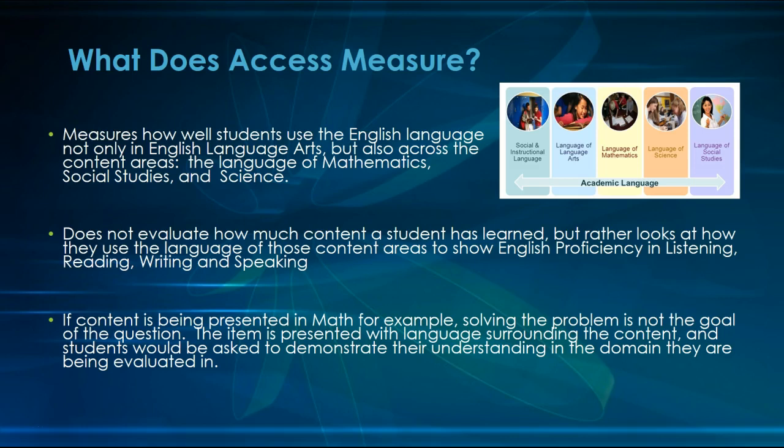Access measures how well students use the English language, not only in English language arts, but also across the content areas. We look at the language of mathematics, the language of social studies, the language of science. Access does not evaluate how much content a student has learned, but rather looks at how they use the language of those content areas to show English proficiency in listening, reading, writing, and speaking.